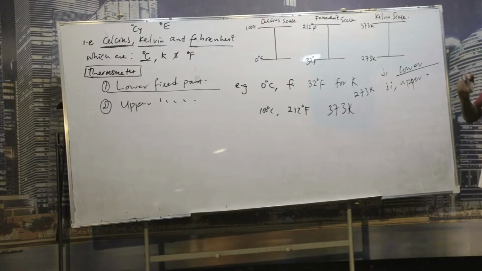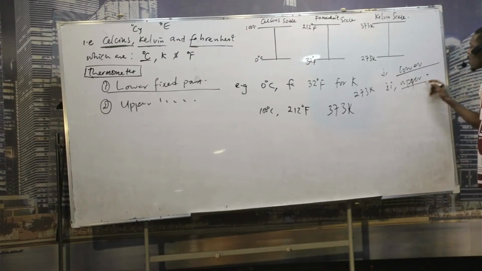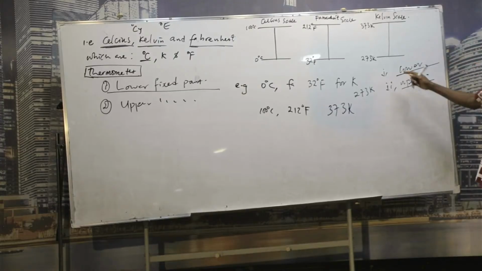So when we say lower fixed point, we mean the temperature at which water will freeze for that given scale. Then when we say upper fixed point, it is the temperature at which water will boil. So upper is boil, lower is freeze. Good.